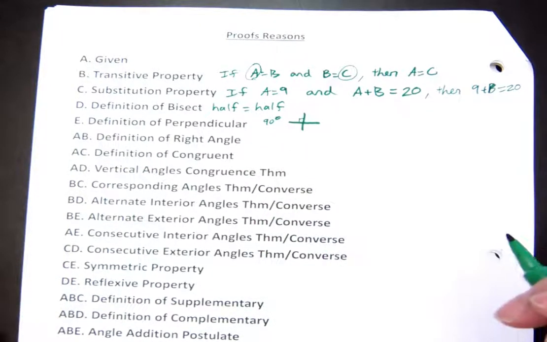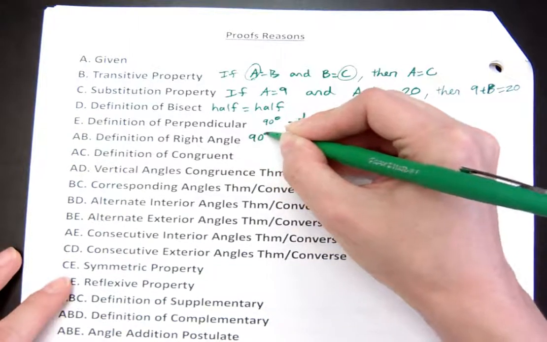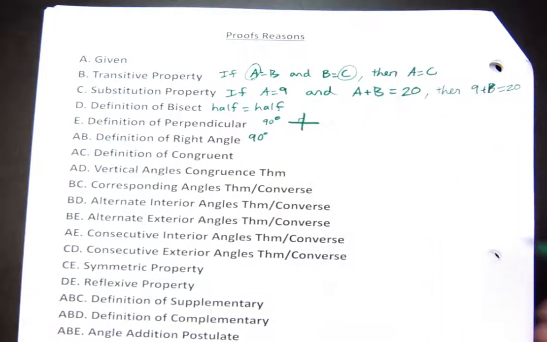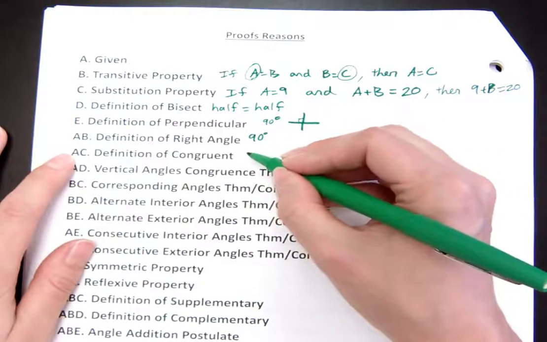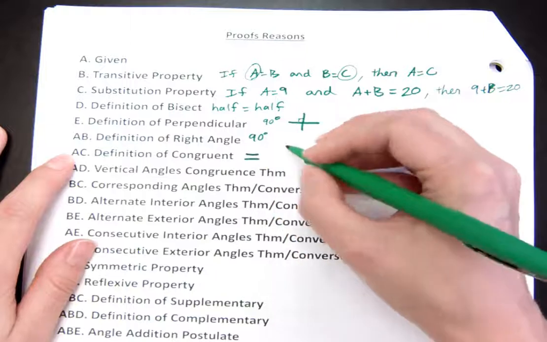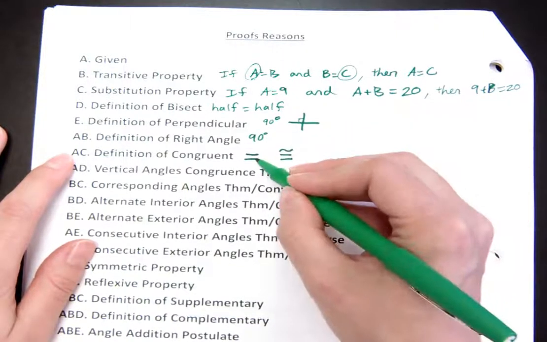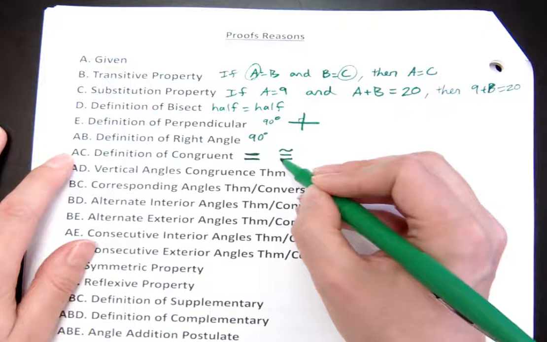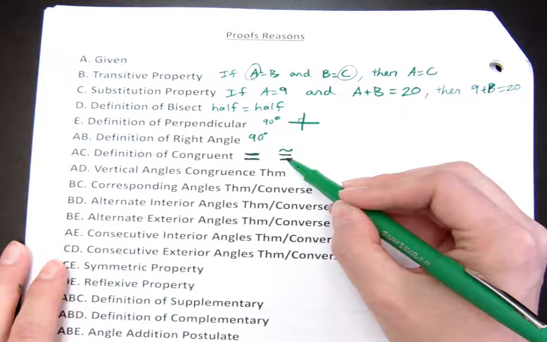What is a right angle? 90 degrees. Okay, so if they say it's a right angle, then we say, hey, by definition, right angles are 90 degrees. What is congruent? Yeah. So the definition of congruent is used when we're going between the equal sign, saying the lengths are equal, to the segments or angles are congruent. And that's our congruent symbol.